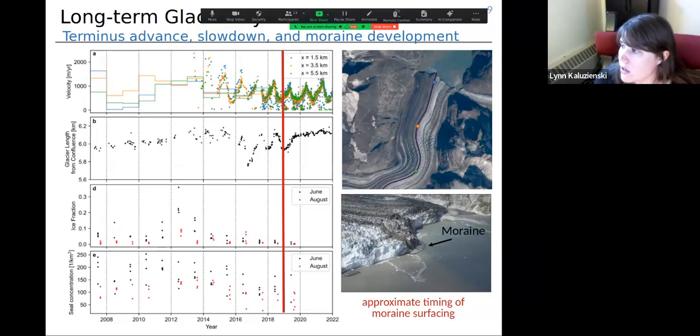Along with the reduction in glacier velocities and the shoaling of this surface, the surfacing of this moraine, we've observed a reduction in ice fraction. The bottom two plots show ice fraction, which is the iceberg area divided by the total survey area, and seal concentration, which is the number of harbor seals divided by the total survey area. We've also seen a reduction in both of these.